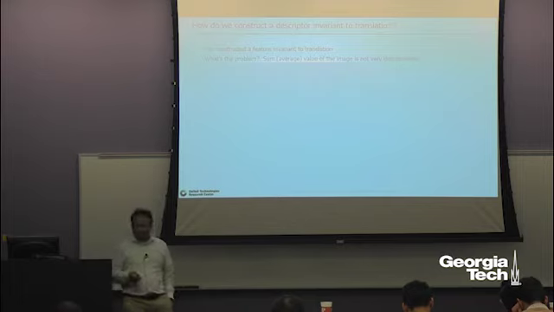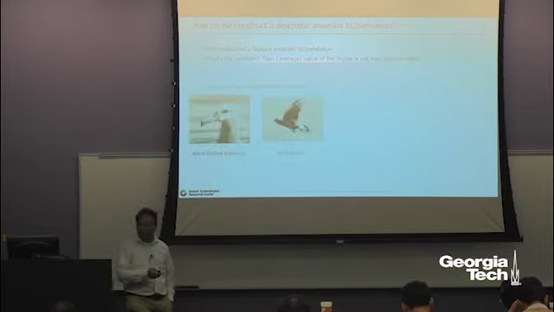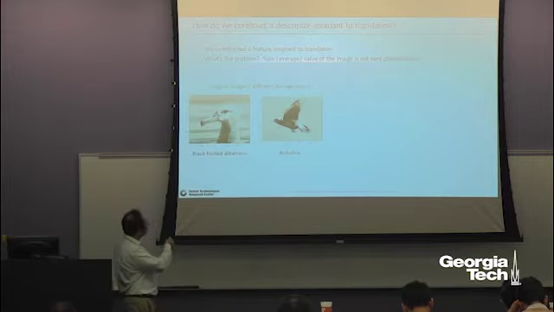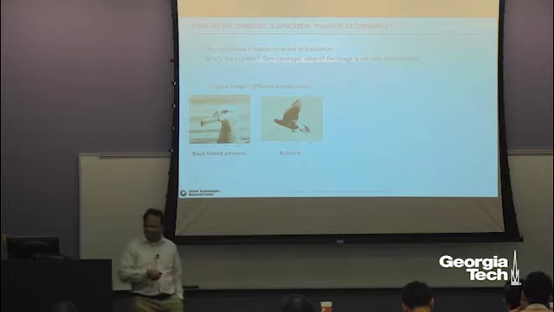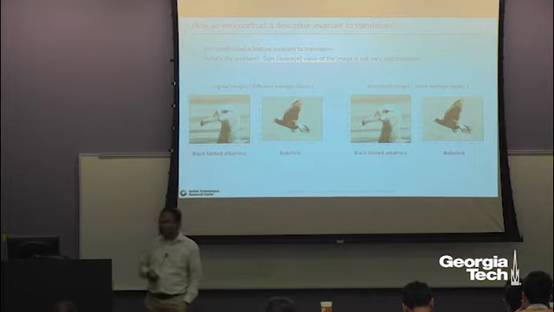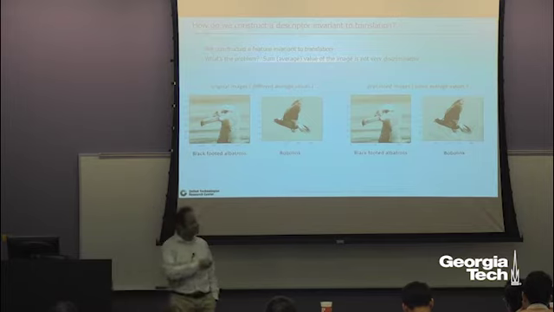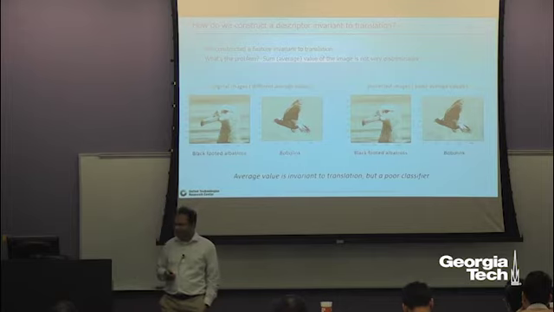Okay, so what's the problem here? Can we just use this average value as a feature? If you know anything about computer vision, you'll say that's a bad idea. Why? Because I have these two images with two different average values, but if I normalize the images such that they have the same average, I'm going to get something that looks exactly the same. So if we were to use the average value as a discriminator, it would say these are two different objects, when in this case they would be the same object. So that's not a good idea. Average value is invariant to translation, but it's a poor classifier.